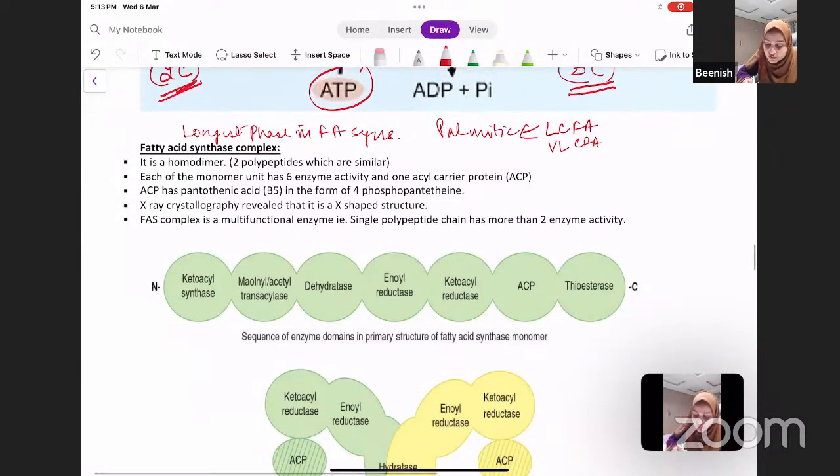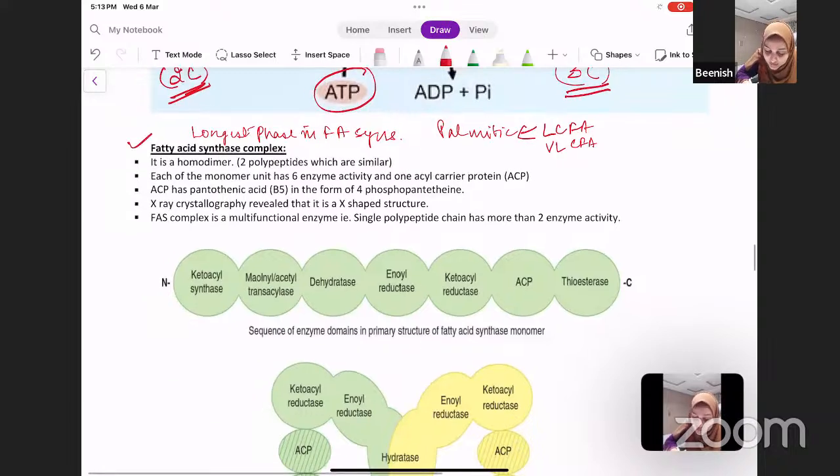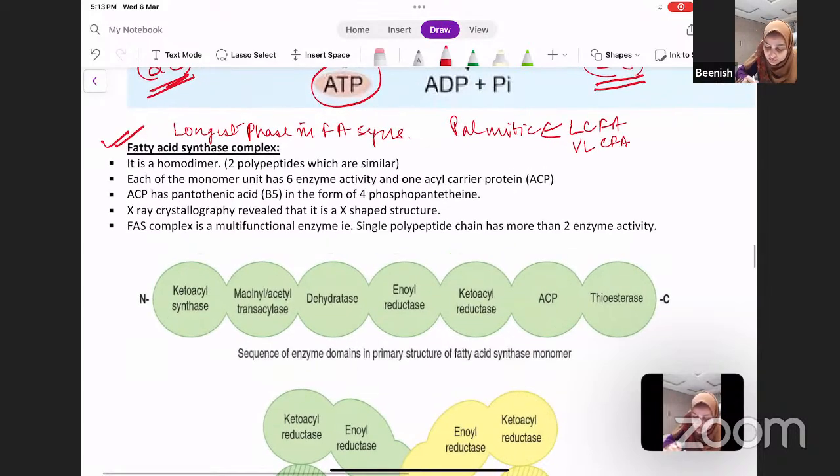Okay, so what is fatty acid synthase complex? You get asked about this in exams a lot. You can get it in short notes for 5 marks: write about fatty acid synthase complex, just the complex. Okay, so you need to know this. Now, it is a homodimer. What is a homodimer? That is two polypeptides which are similar. So it is made up of two monomeric units which are similar. So it is a homodimer.